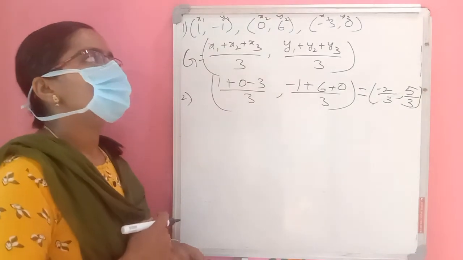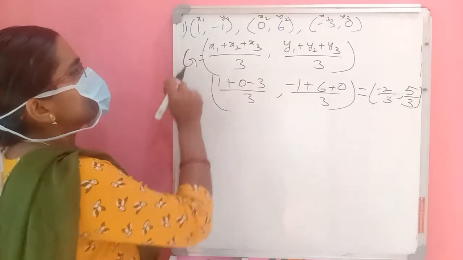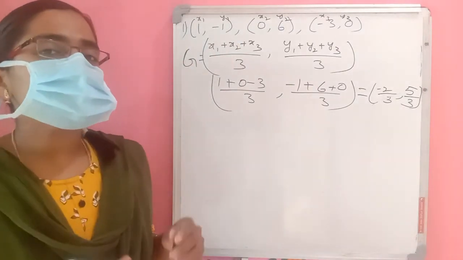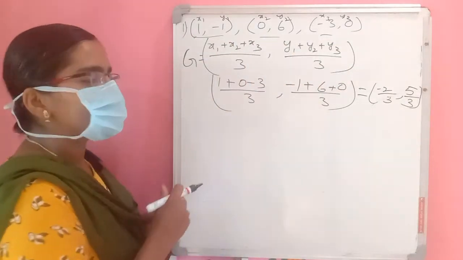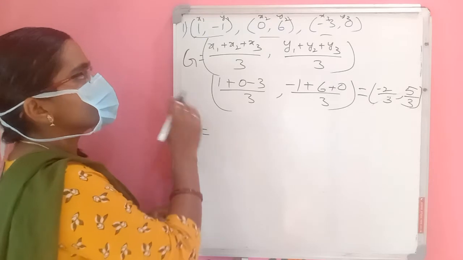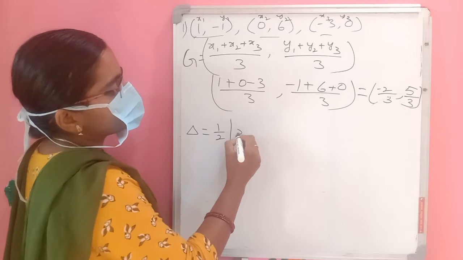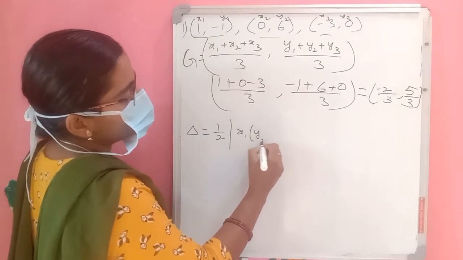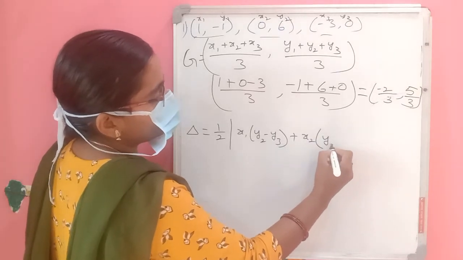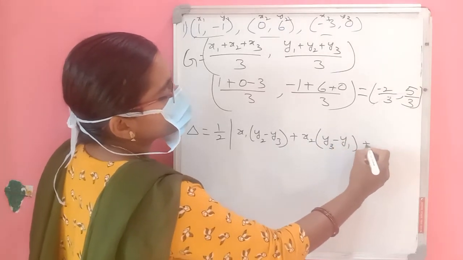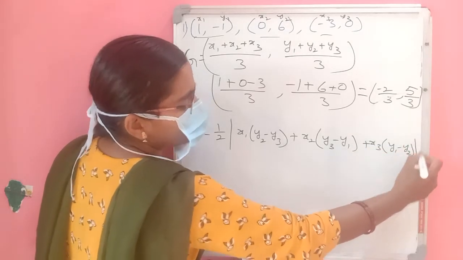So this is the centroid of that triangle. Next, using the same vertices, find out the area of that triangle. So these are the vertices of a triangle. Find out the area. The area of a triangle when the vertices are known is half modulus of x1 into (y2 minus y3) plus x2 into (y3 minus y1) plus x3 into (y1 minus y2), modulus.